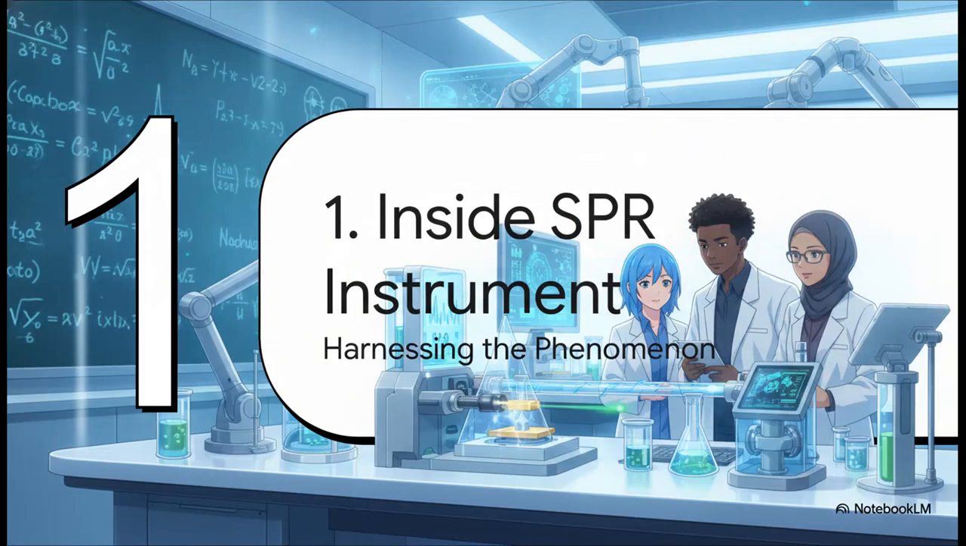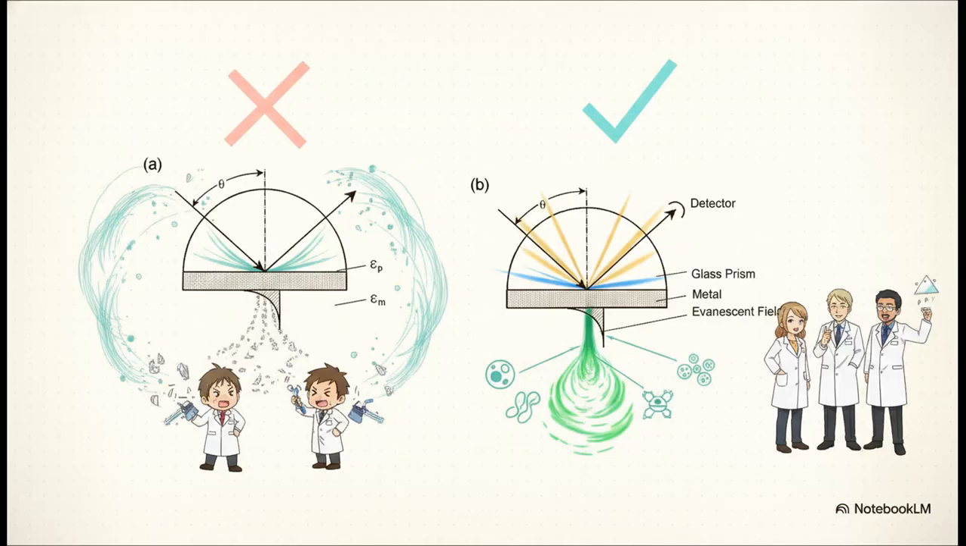Section 1. Inside the SPR instrument. So now that we understand the absolutely dazzling theoretical physics at play here, let's see how we actually harness this phenomenon inside a real SPR instrument to get actionable scientific data. To make this work, scientists had to figure out how to perfectly couple the light with the metal. Let's compare the two main competing designs.